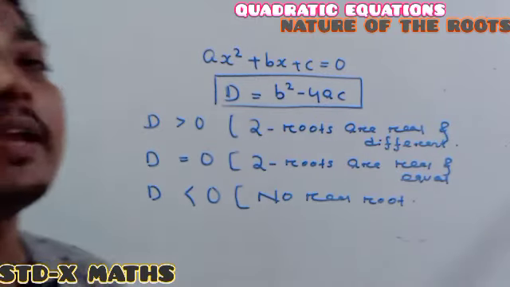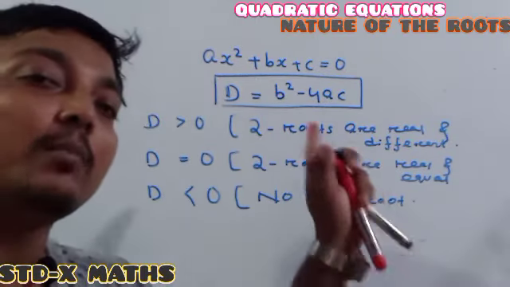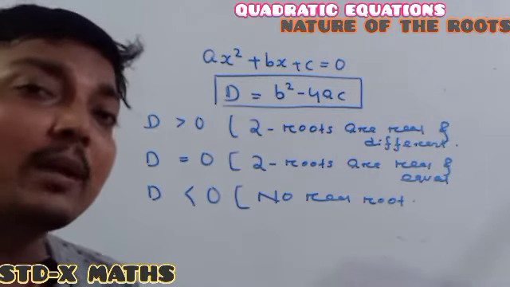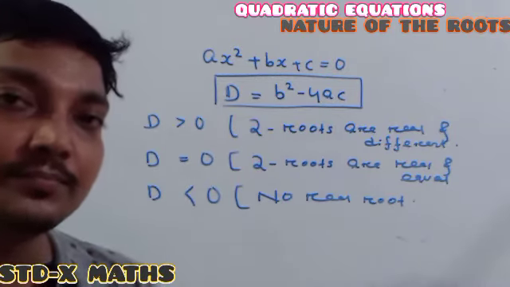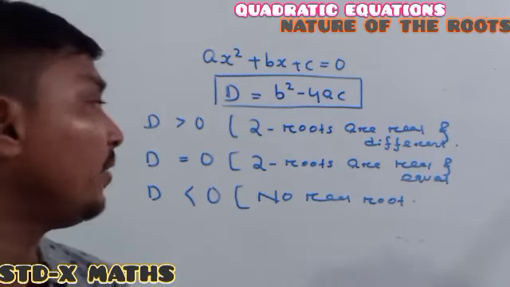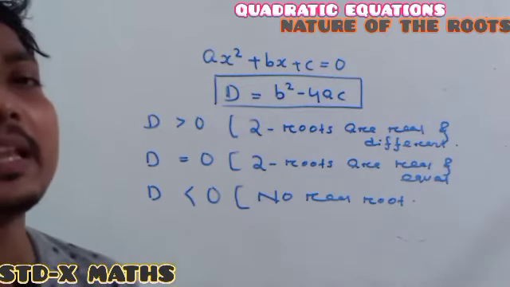So it means you will obtain two real and different roots whenever D is greater than 0. Two real and equal roots whenever D is equal to 0. And you will get no real roots whenever the D value is less than 0.